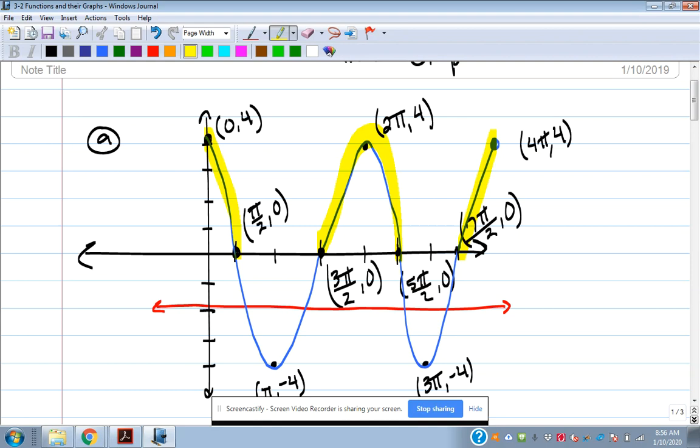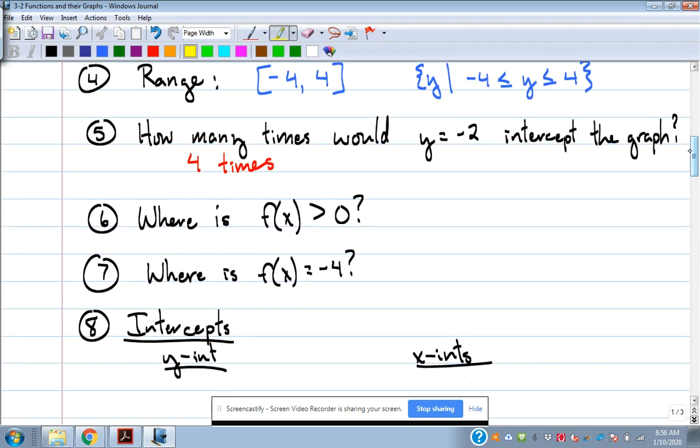So what's the interval for that first little leg? 0 to where? No. Pi over 2. You got to pay attention to the ordered pairs there. So the first interval is from 0 to pi over 2. Now, if it's an interval, that means it's got to have brackets or parentheses. So which one does it have on the 0? Why a bracket on the 0? Yeah, because the ordered pair is 0, 4.